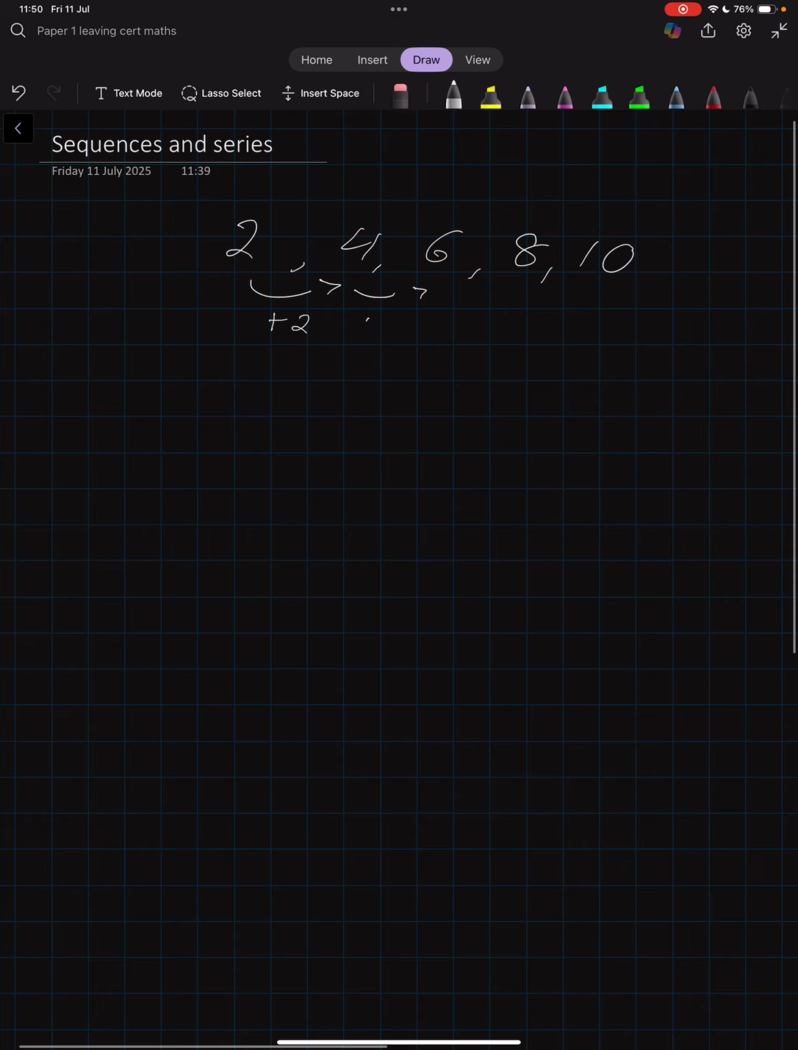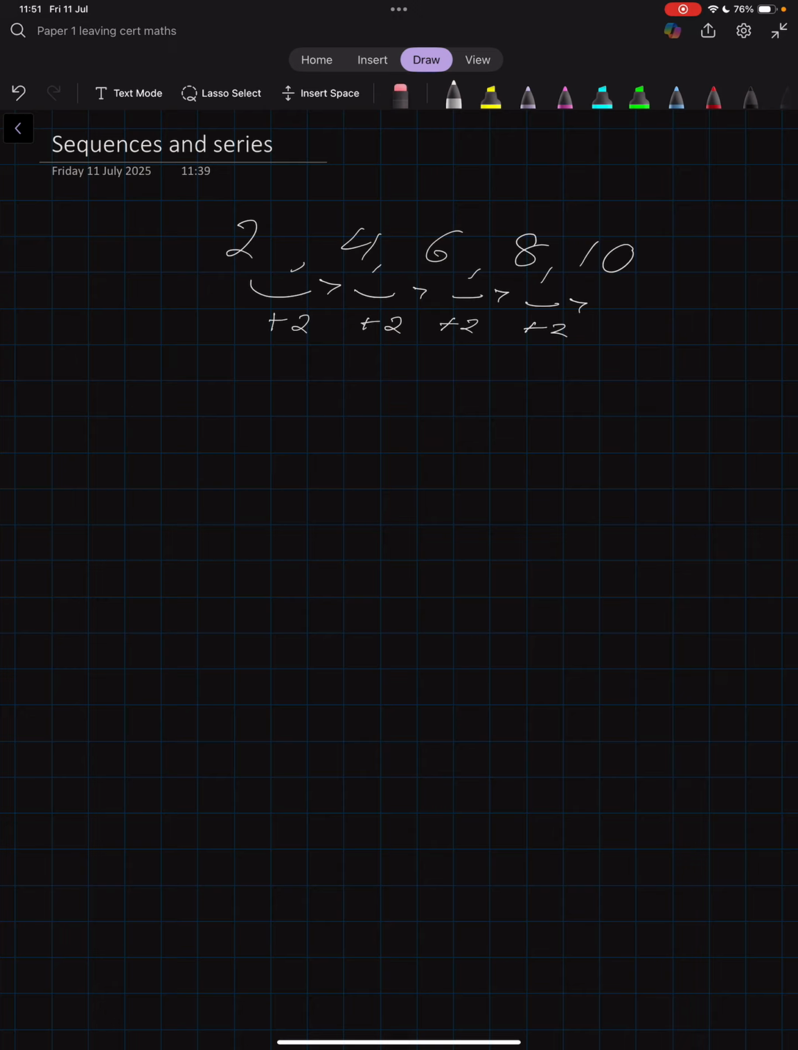A linear sequence is something that will go like this. Say 2, 4, 6, 8, 10. How you can tell it's linear is, how do you go from the first to the second? You add 2. How do you go from the second to the third? You add 2. How do you go to the next one? You add 2, and then you add 2. So that's what makes it linear: the fact that you just add 2 every time.